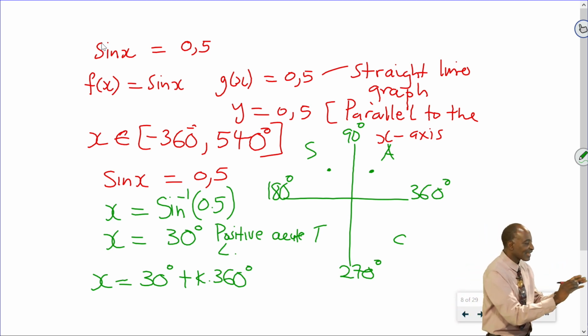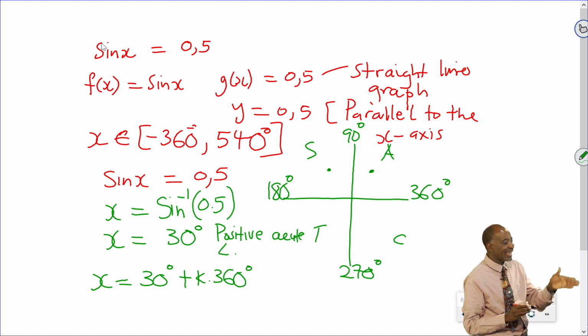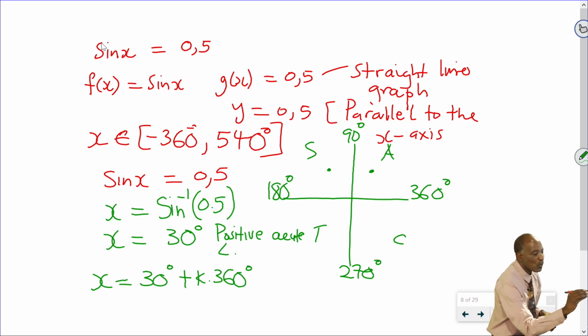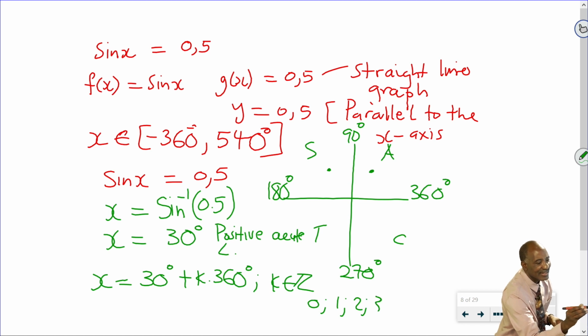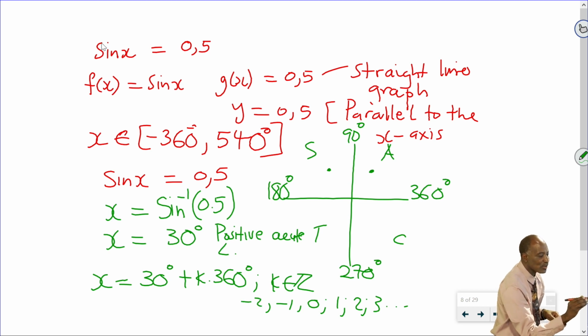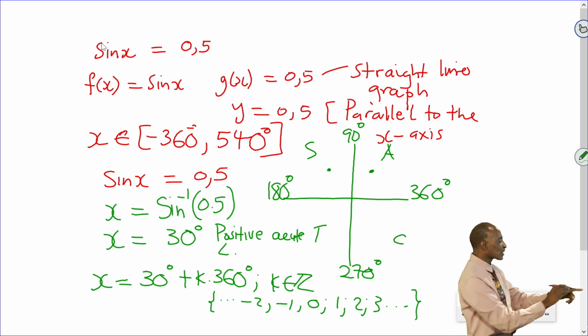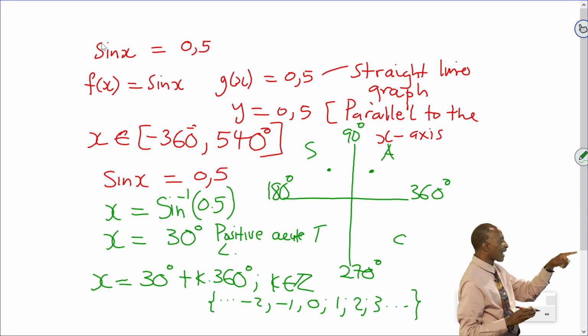In this case, these are 30 plus k times 360 degrees, where k is an element of the integers. Remember, your integers are 0, 1, 2, 3, moving forward, or -1, -2. So these are the values that you substitute going backwards or forward. So if I use 1, you put k as 1, it becomes 360 plus 30.